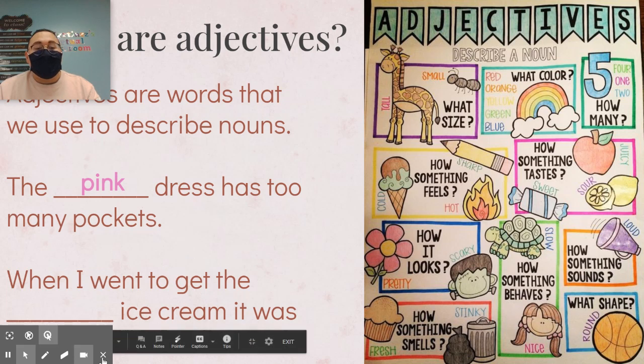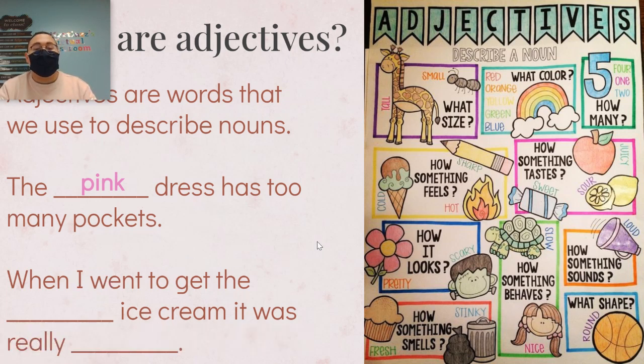When I went to get the blank ice cream, it was really blank. So how could I describe these nouns with adjectives? Well, I can say what type of ice cream I got. I got vanilla ice cream. That's an adjective, right? It's describing the taste, the flavor of it. And it was really cold. I can describe how it feels, right? So adjectives are words that describe nouns.